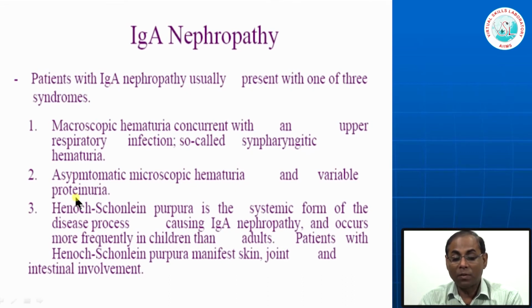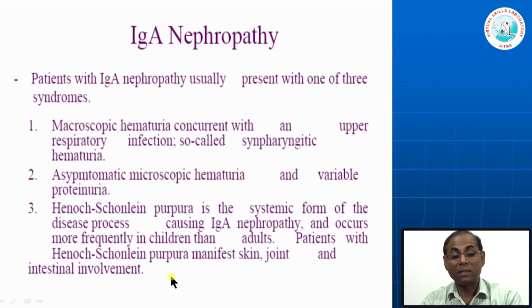And asymptomatic microscopic hematuria and variable proteinuria, that can be a presentation. Sometimes it has got a systemic manifestation of Henoch-Schönlein purpura, which most frequently occurs in children than in adults. Patients with Henoch-Schönlein purpura manifest with skin, joint and intestinal involvement.